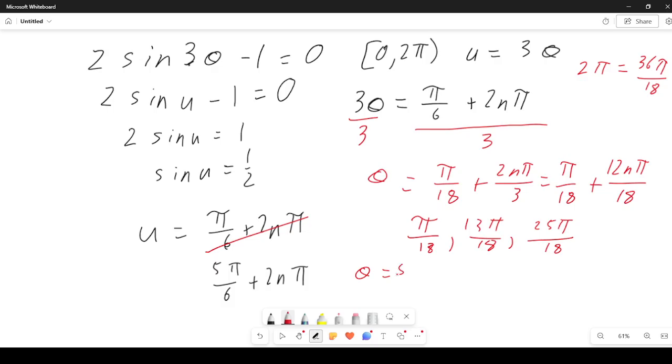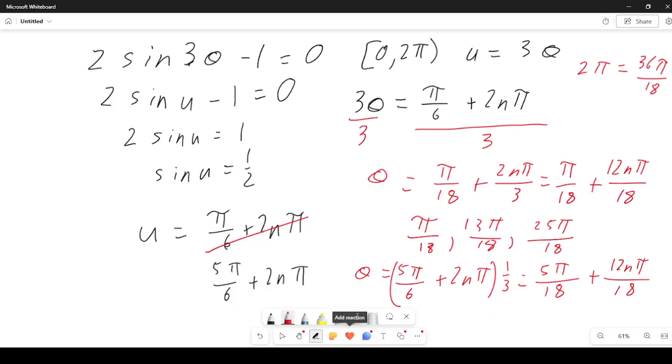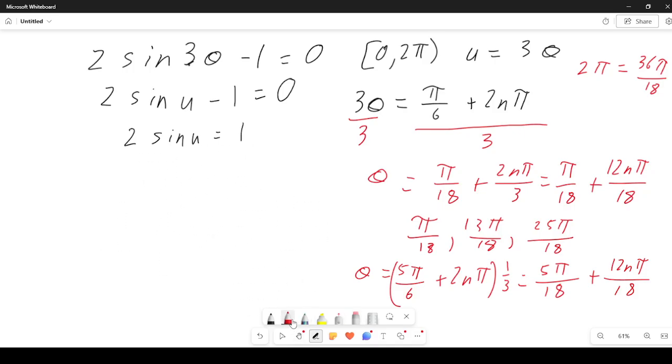Theta is 5 pi over 6 plus 2n pi times 1/3 again, which would be 5 pi over 18 plus 12n pi over 18. Clear some space here. So we go through these. We have 5 pi over 18. Add 12, be 17 pi over 18. Add another 12, be 29 pi over 18. Now another 12 and we'd be too big.